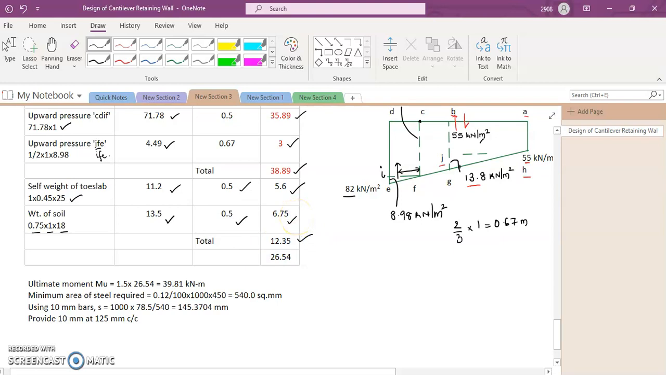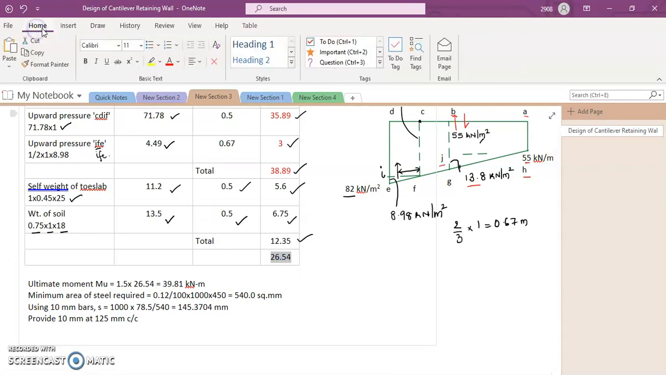Now if we find out the total maximum working moment, it has to be the difference between 38.89 and 12.35. So the resultant moment is 26.54. It is marked in red because it is upward. We have noticed when it is on the heel slab, it was downwards. That's why I had marked it in black. So this is upward.